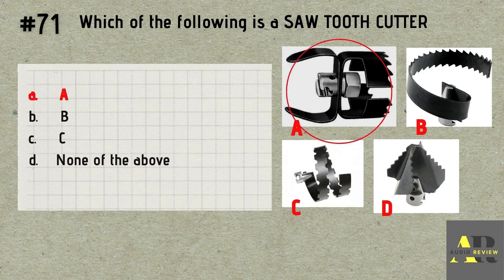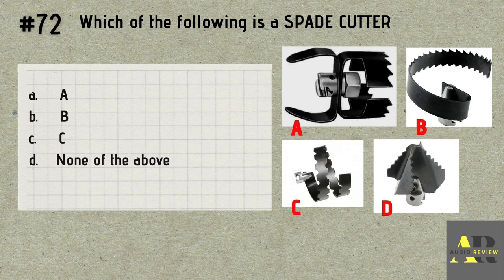It's picture A. Question 72. Which of the following is a spade cutter?